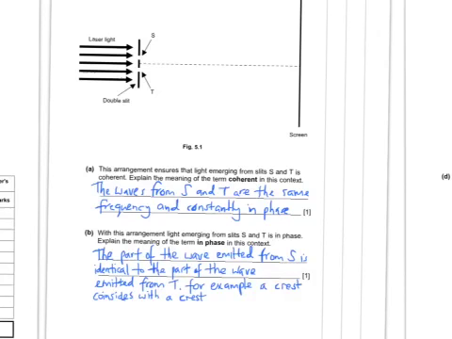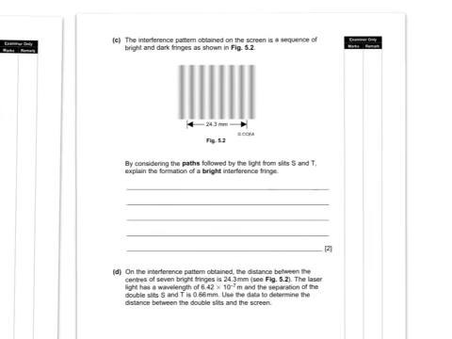There we go again. The part of the wave emitted from S is identical to the part of the wave emitted from T. For example, a crest coincides with a crest. Let's move to part C.